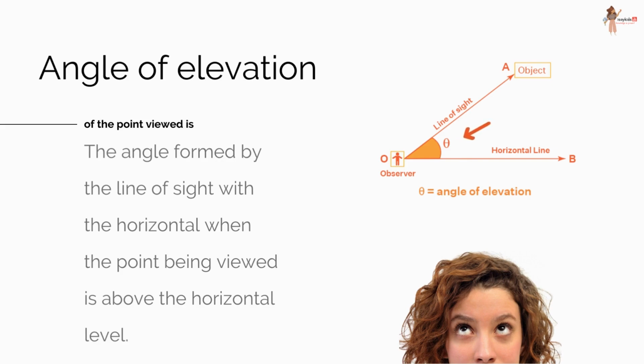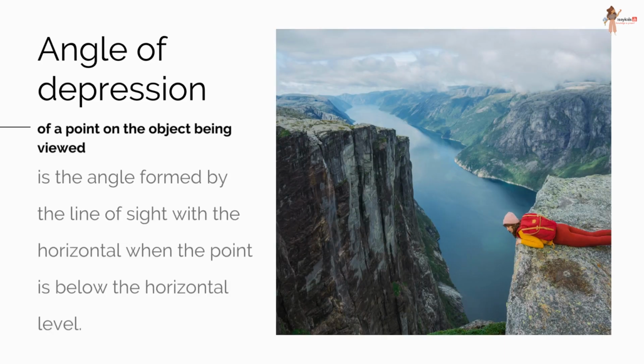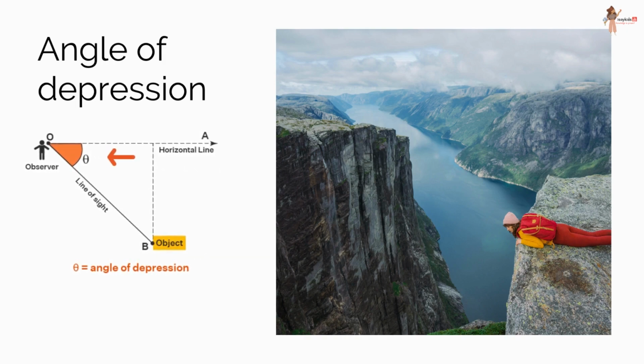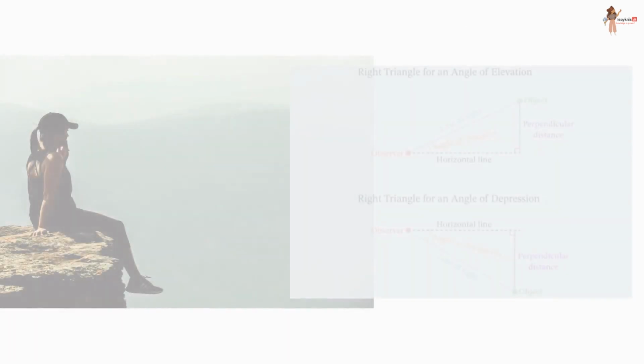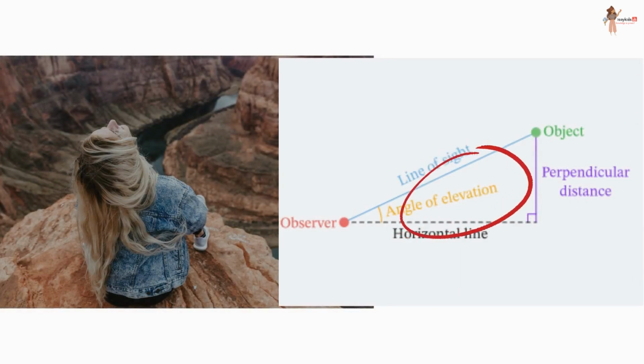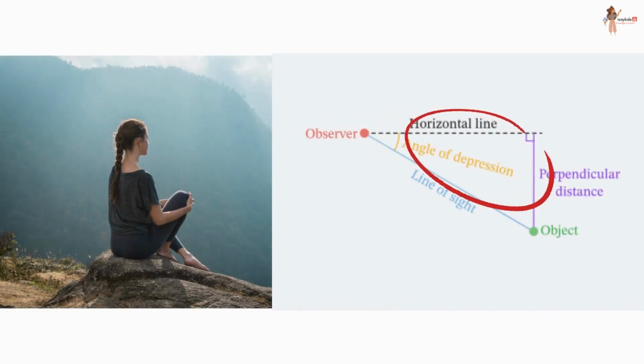And you need not go into any depression to understand this last one, which is angle of depression. Angle of depression of a point on the object being viewed is the angle formed by the line of sight with the horizontal when the point is below the horizontal level. That is the case when we lower our head to look at the point being viewed. And this is it. We now know what is line of sight, what is angle of elevation, and angle of depression. This means we are now ready to solve problems on the applications of trigonometry.